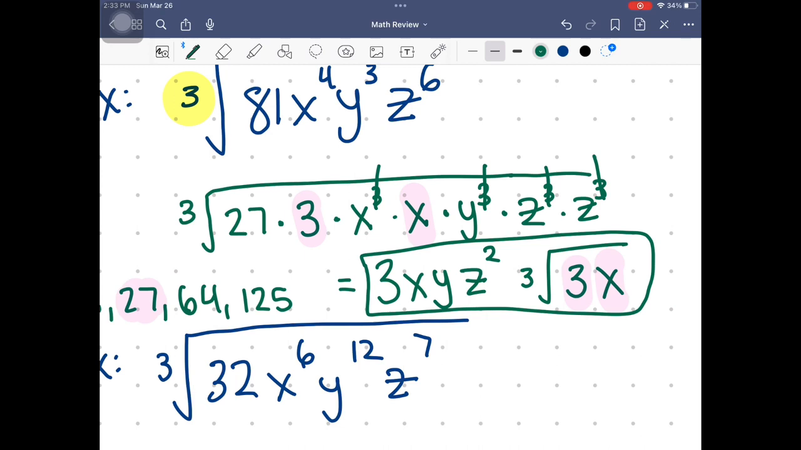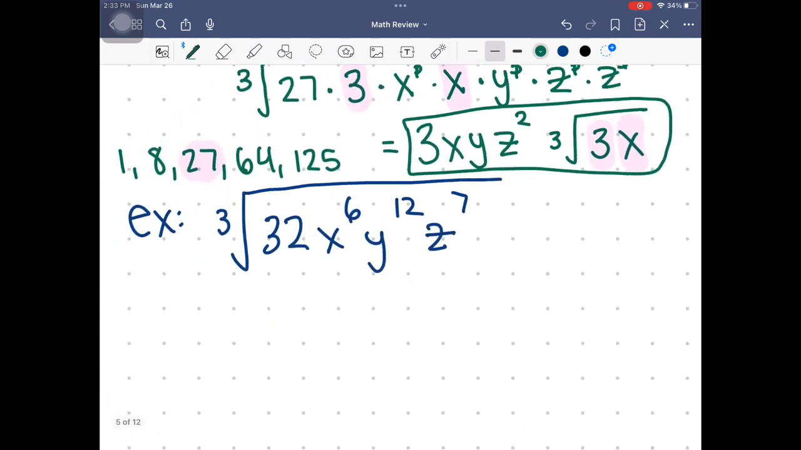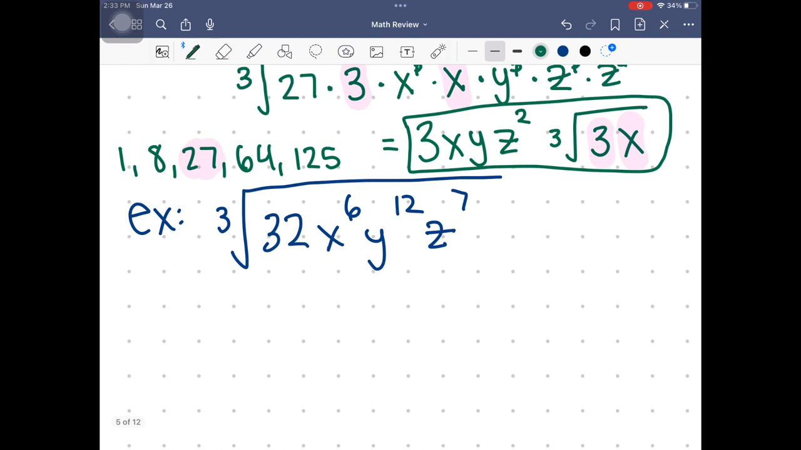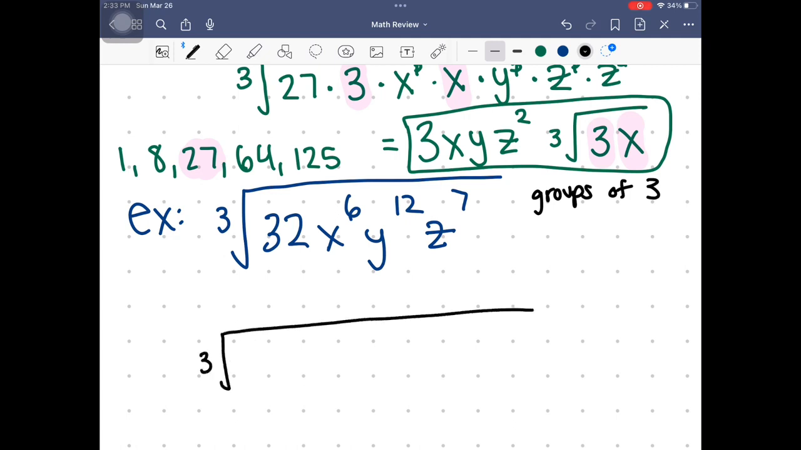I'm going to come down here and do this one again. Please notice that 32 is not on our perfect cube list. Because again, our index is 3, so we want to get groups of 3. Okay? So let's come over here. I'm going to do the cube root. And I know for 32, this can be the cube root of 8 times the cube root of 4. Okay? Because 8 times 4 is 32. So I'm going to go ahead and put 8 times 4 down here.